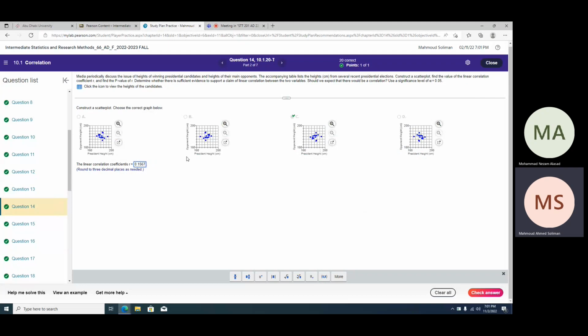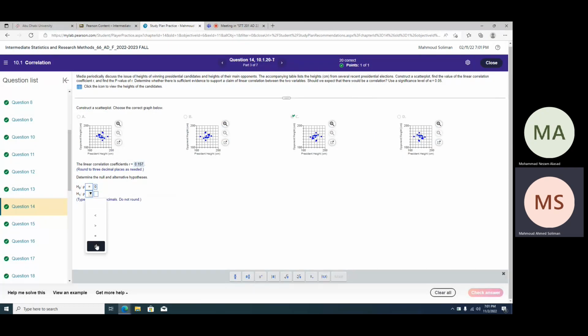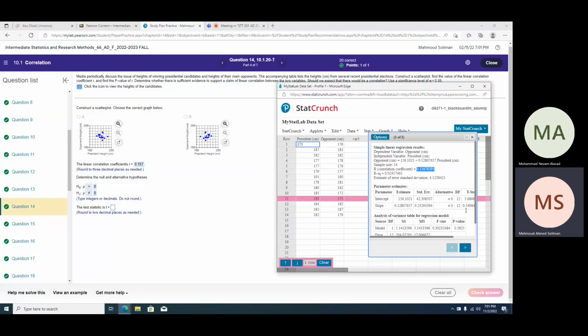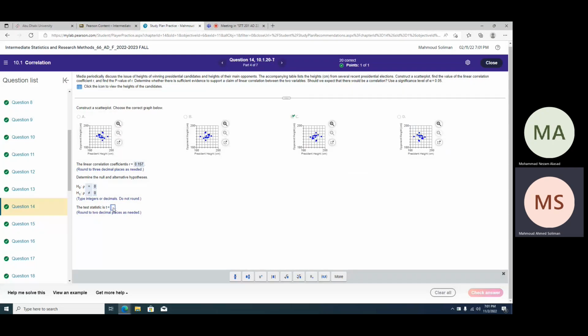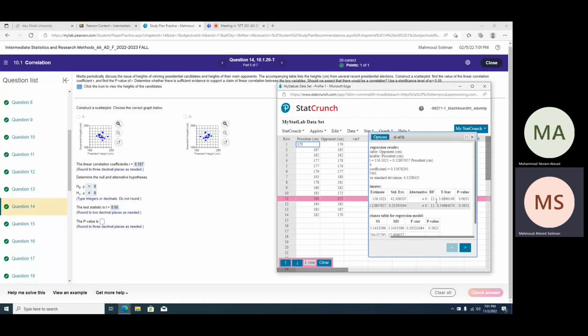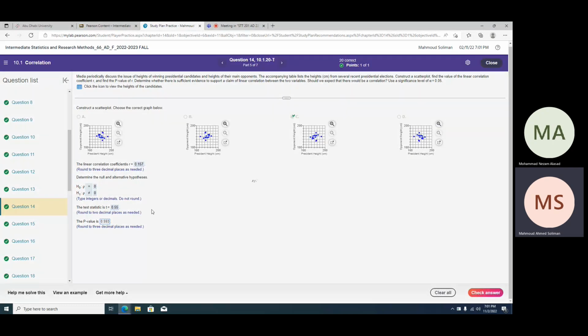So 3 decimals, 7. Okay, excellent. Equal 0. 3 marks. Let's go. Not equal. The statistic from slope. Slope. And we'll put 2 decimals. Then the p-value, from slope also. So 3 decimals.